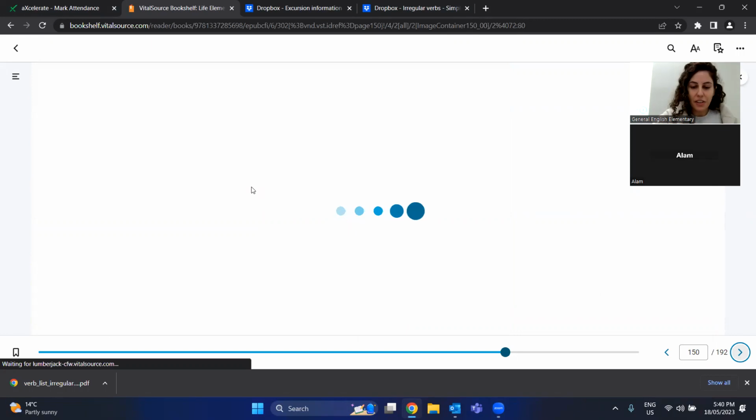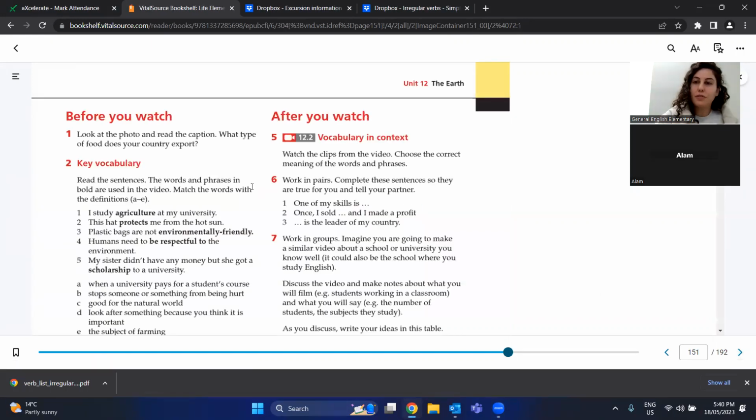Before we watch the video, let's talk about what type of foods your country exports out to the world. Exports means sends out. Coffee, I think it's Brazilian coffee beans, Colombian, things that are legal. What else do we export?